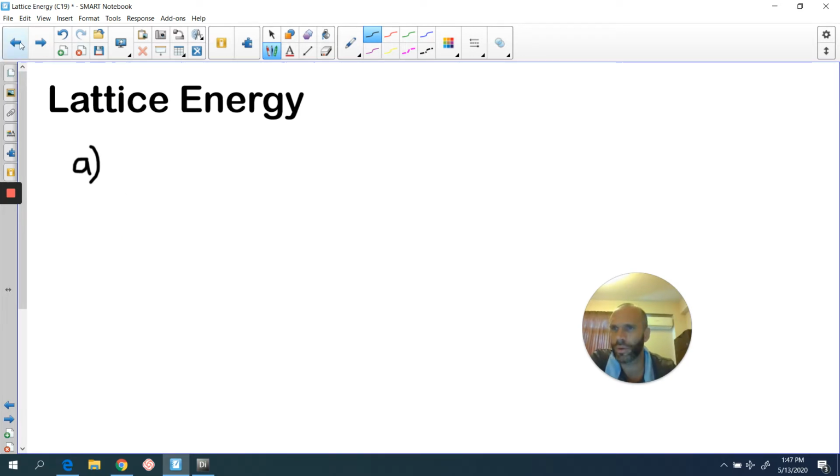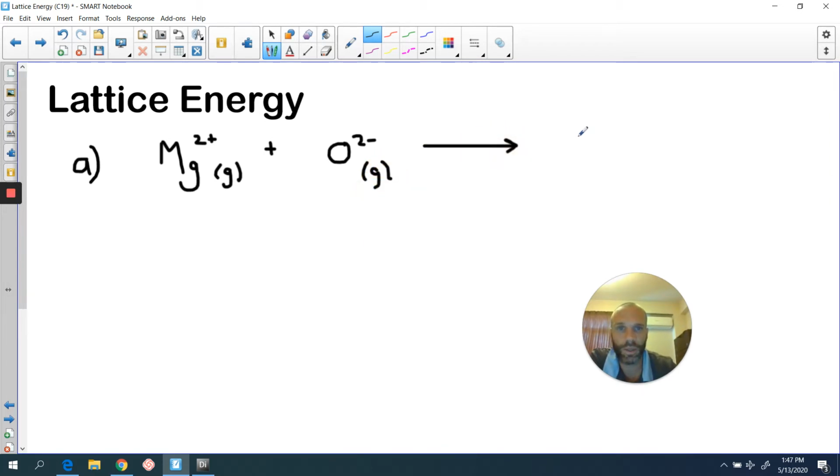Magnesium oxide, okay? So key point here is that those ions must be scattered gaseous ions. So you've got magnesium there and you've got oxygen there. Again, you should know these charges off by heart, shouldn't be a problem. Magnesium group 2, oxygen group 6. And then you're going to form magnesium oxide. And remember, it's forming 1 mole of magnesium oxide, which makes perfect sense. And that's a solid there.